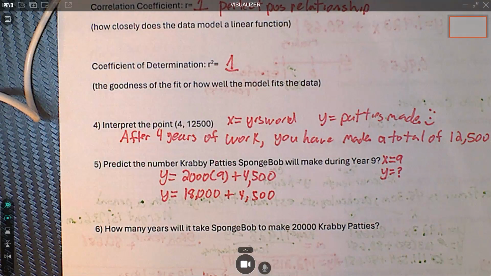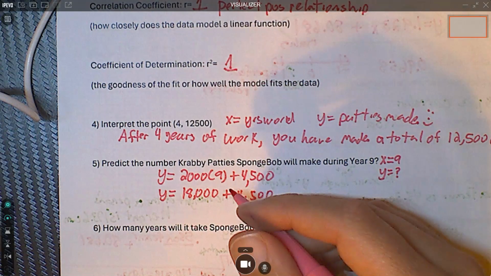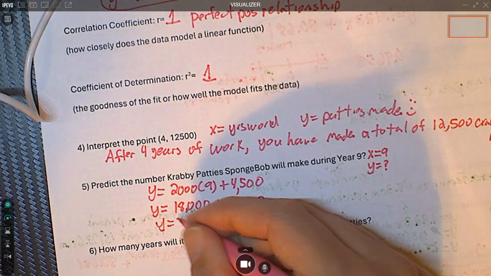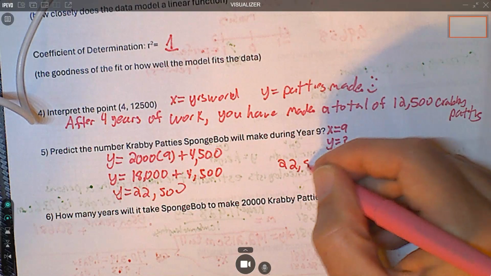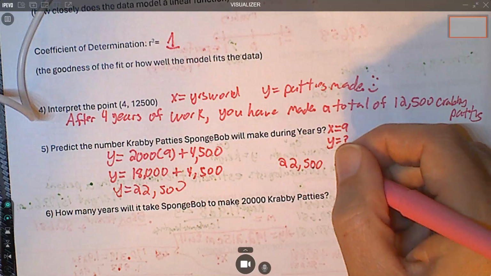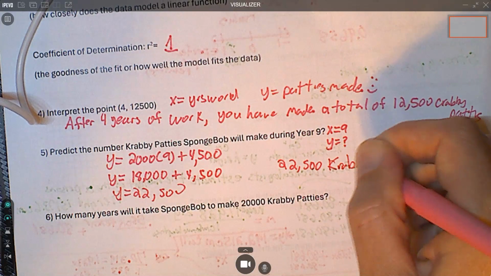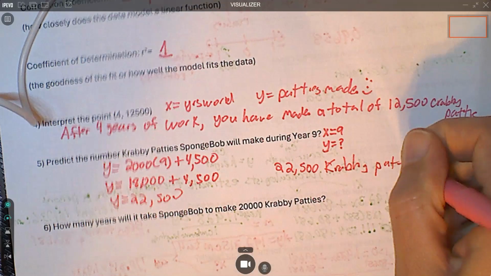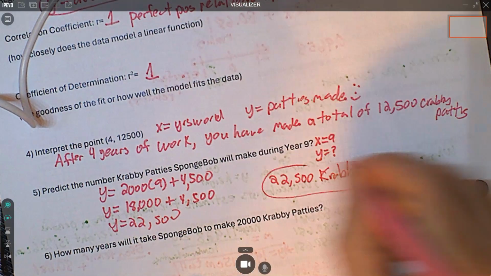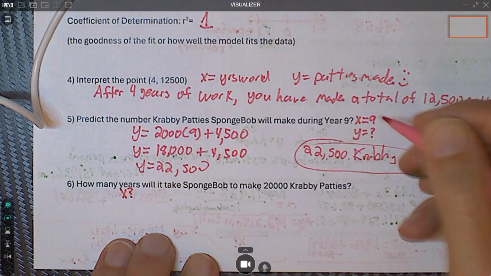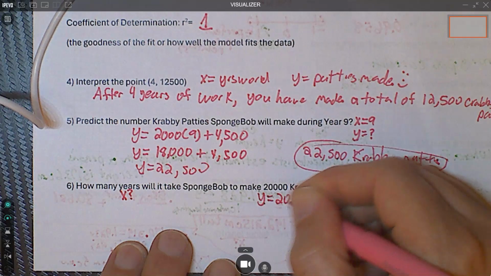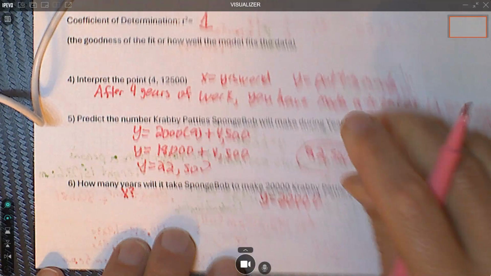The y-intercept stuff doesn't really make sense. So after 0 years, you can't possibly make 4,500 Krabby Patties. I don't even know how you spell them. I don't watch SpongeBob. How many years? X. So that's how many total patties he's made.